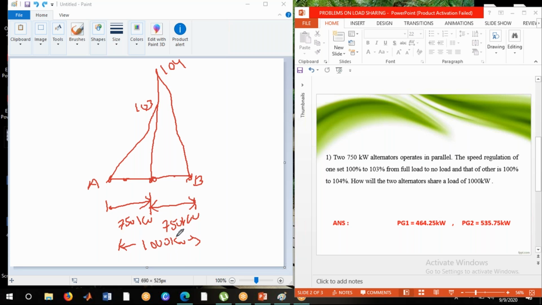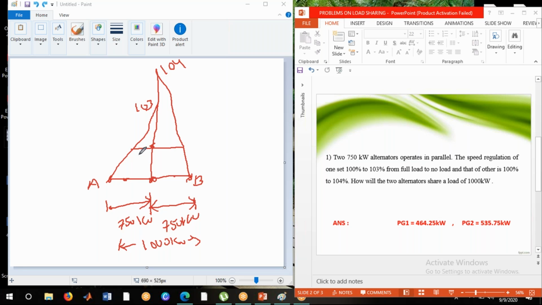So now we have to find this from the given data. This is the way of categorizing it. We have two alternators A and B, each operating in parallel. One set has a drooping of 100 to 103%, and the other 104%. From this data, we have to find how the scheduling happens between PG1 and PG2 while delivering 1000 kilowatts. At this point we have to share the load, and we have 100%, 103% and 104%.